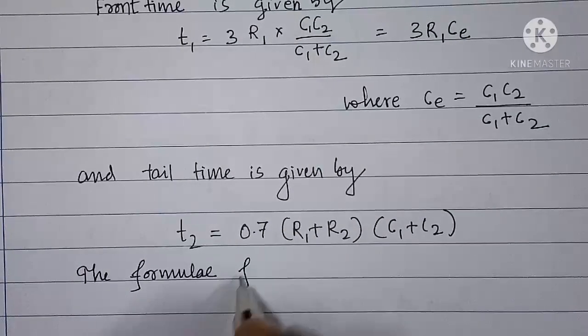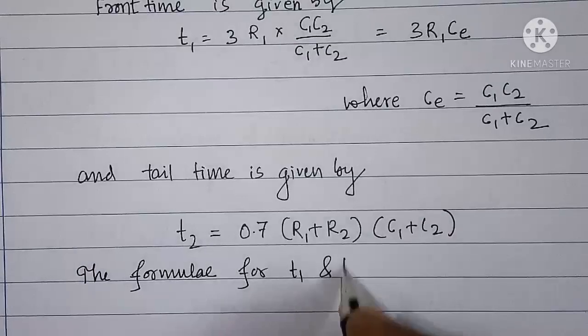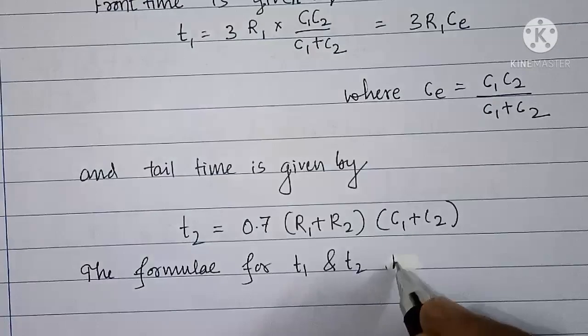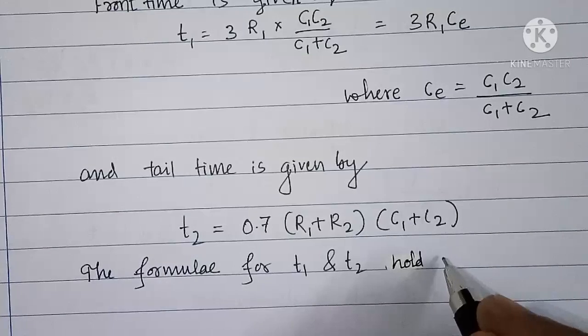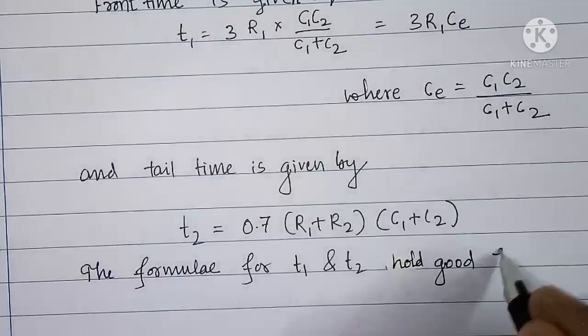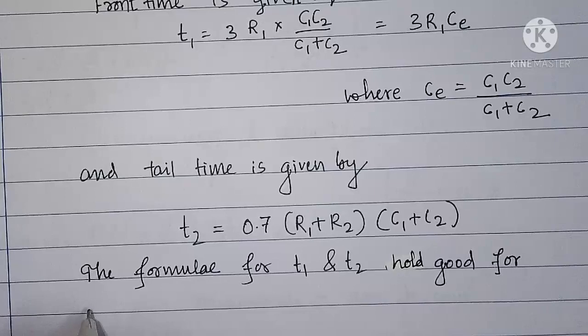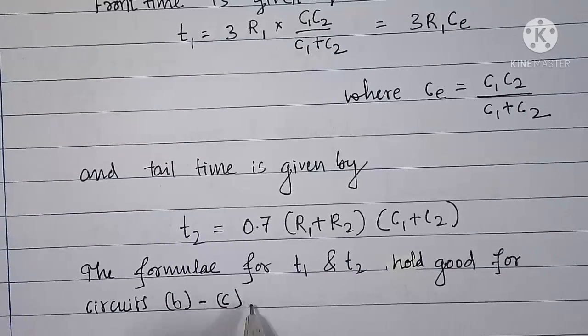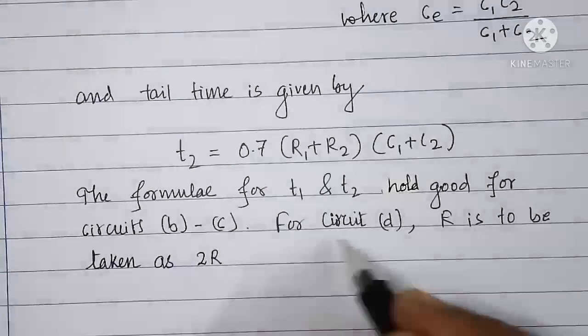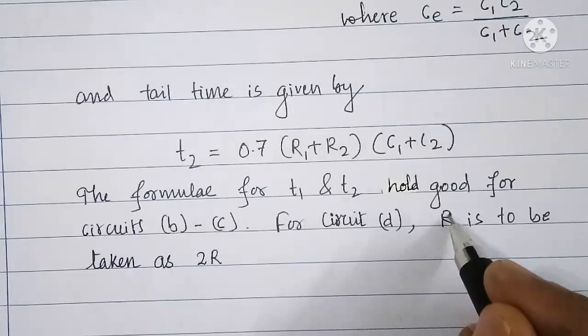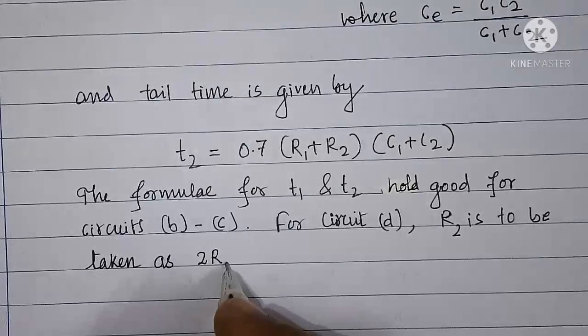The formulas for T1 and T2 discussed here hold good for circuits B to C. For circuit D, R2 is to be taken as 2 times R1.